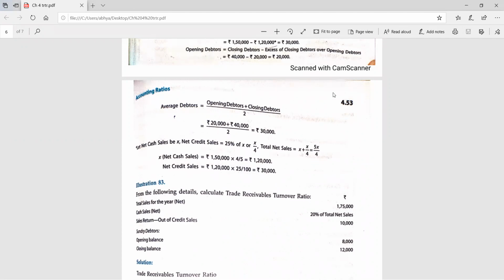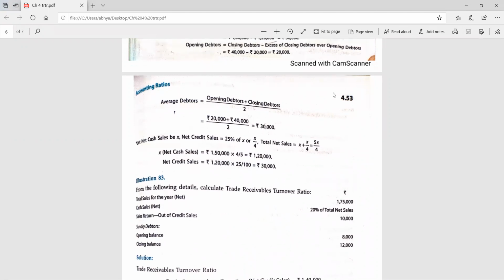Okay, so now the next question. I am giving you again 2-3 minutes because not much time is left. So do it fast. I am reading the question. Till then you can start solving it. Total sales for the year. If net sales are already given and returns are also given, then you need not consider the returns. Why? Because net means returns are already deducted. Okay.